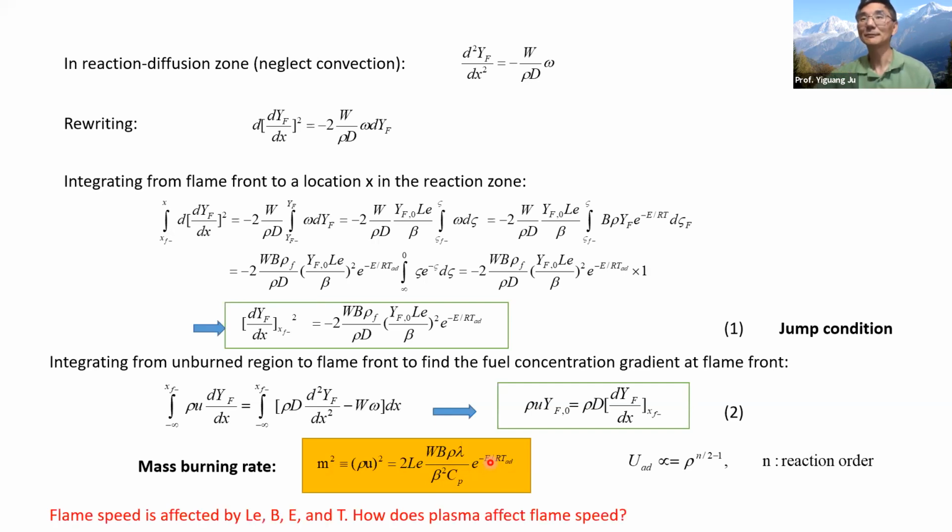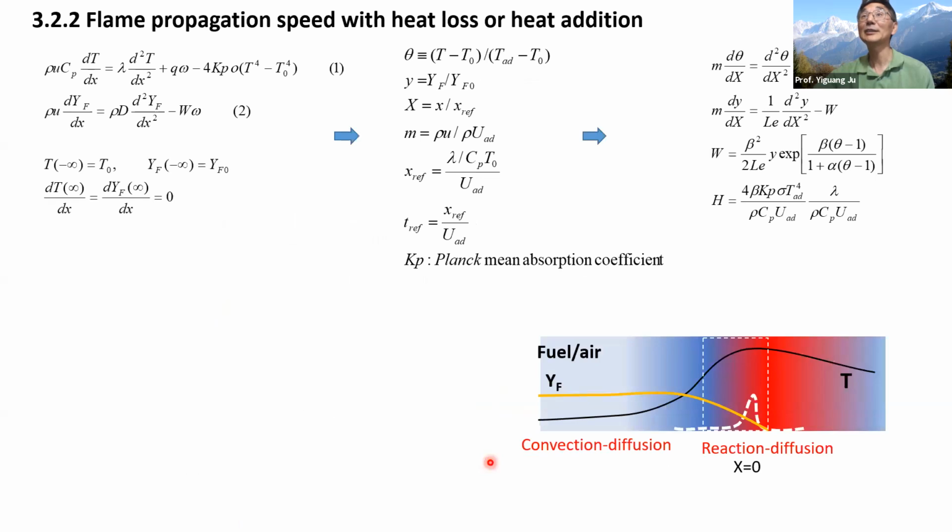And then the question: what if you have heat loss? If you have heat losses, you can add some kind of heat loss into that equation. You can do the same asymptotic analysis. I don't want to go into the detail. You can follow my slides or follow Professor Paul Clavin's slides.